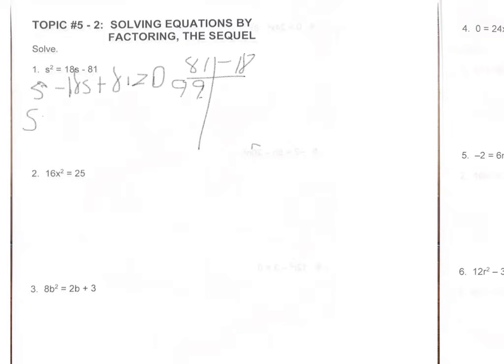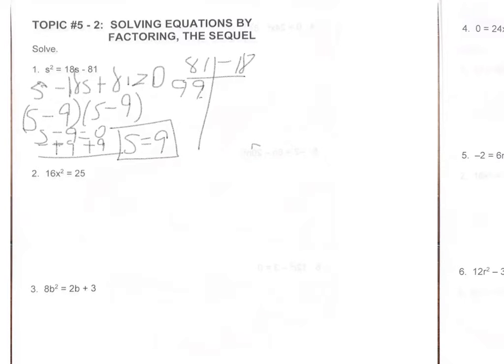So s minus 9, s minus 9. So s minus 9 equals 0. So we add 9. So s equals 9 because both of them are the same.